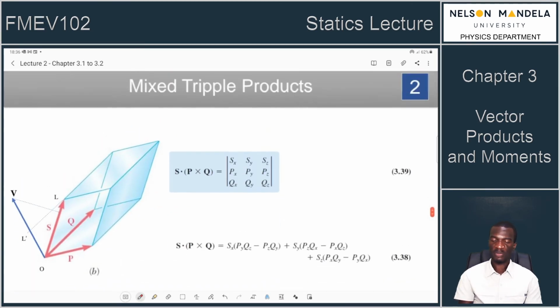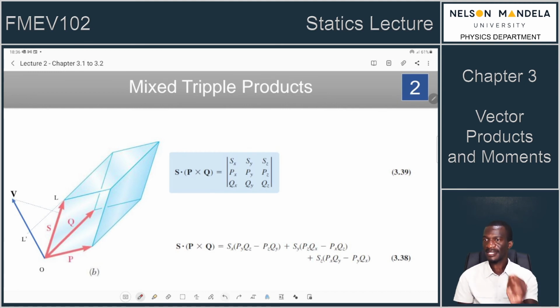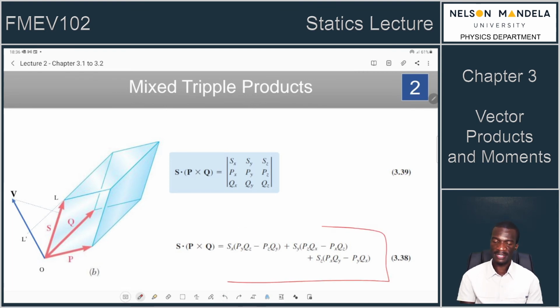Now your mixed triple products, therefore, by the same sign can be found from this matrix calculation. However, look at what is happening now. Instead of us having I, J, and K, we now have S in the X, S in the Y, S in the Z. This means in the end you will have a scalar quantity. Because this is one vector, it will form a scalar quantity. So in the end, as you can see here, these are just your magnitudes.